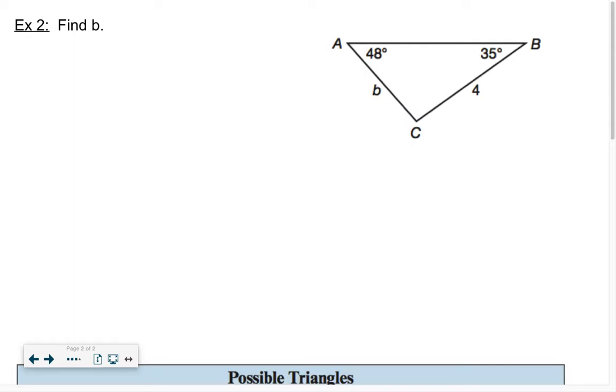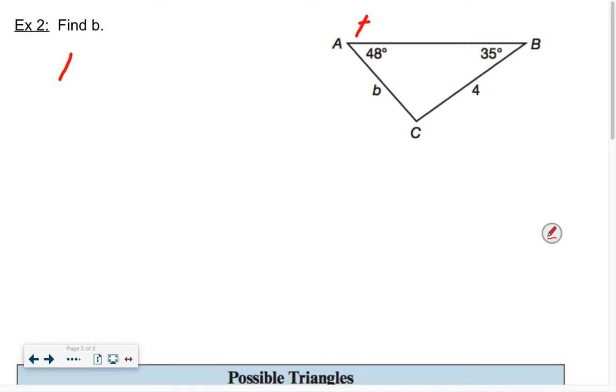So for example number 2, they want us to find B, lowercase b, so side B, given the information. First thing we need to do is identify what scenario we are working with here. Is this angle, side, angle? Is it side, angle, side? Is it angle, angle, side? Side, side, side? What do we have here? Well, how many angles are given? 2. How many sides? 1. And now I identify the order in which they go. Angle, angle, side.